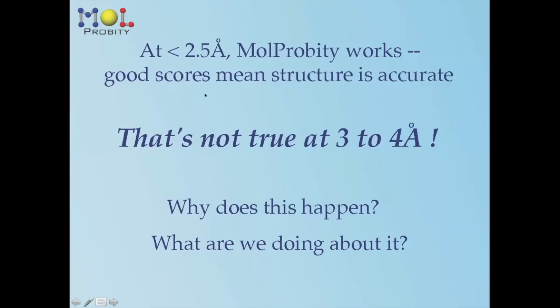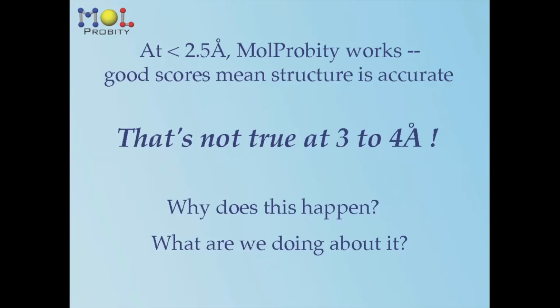So what I've been emphasizing all along in this talk is that we need completely new ways to do validation once we get to 3 angstroms and worse. And so the question is, why does this happen? And what are we and other people doing about it? And where are we at this point in helping you to do real validation that will help you make corrections?